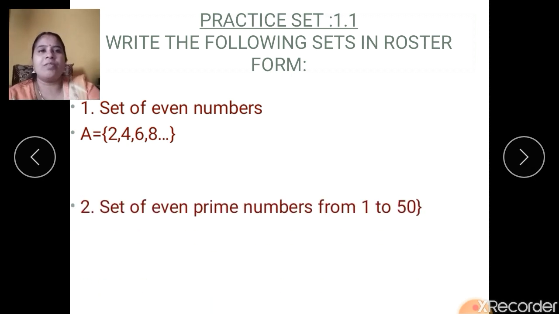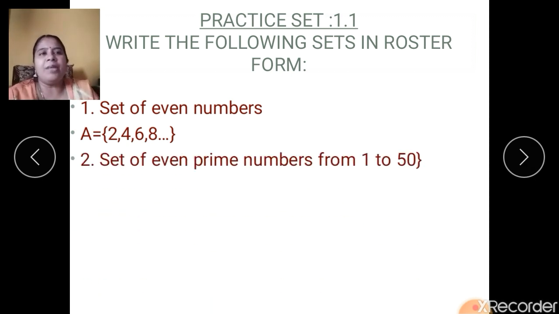Okay. Next one. Set of even prime number from 1 to 50. Now, just now we understood what are even numbers. Even numbers are those numbers which are divisible by 2. Then what are these prime numbers? I hope everybody knows that prime numbers are those numbers which are not divisible by any other number except 1 and itself. Now look at the question. Set of even prime numbers from 1 to 50. As such, there are many prime numbers between 1 to 50. But look at this condition. They want even prime number.